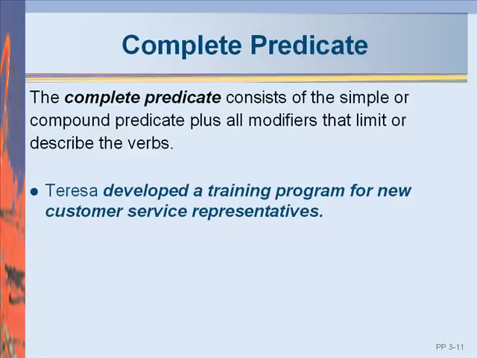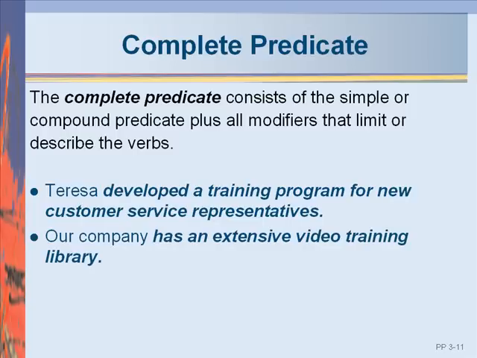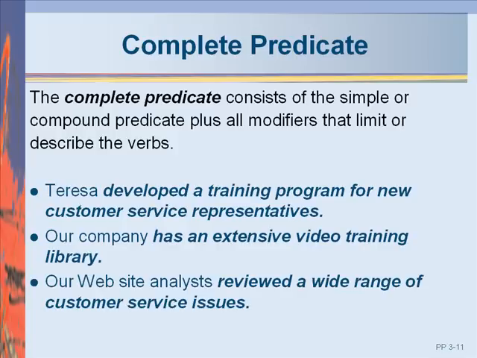The complete predicate starts with the predicate and goes to the end of the sentence. So in this sentence, can you see the subject? Teresa. The predicate is develop, and just go to the end of the sentence, and that's your complete predicate. This sentence, the subject is company. The predicate is has, goes to the end of the sentence, so the complete predicate is has an extensive video training library. Can you see the subject in this sentence? It's analysts. The predicate is reviewed. The rest of the sentence, that's a complete predicate.